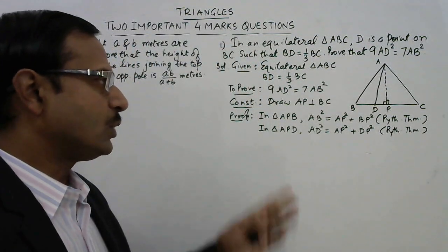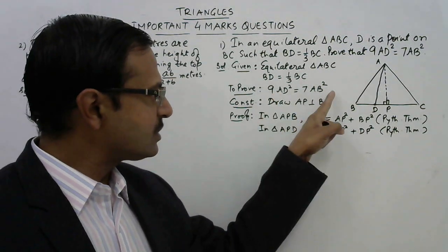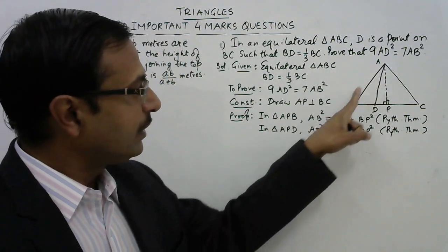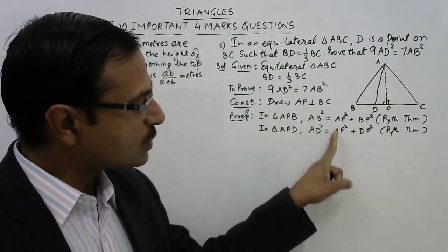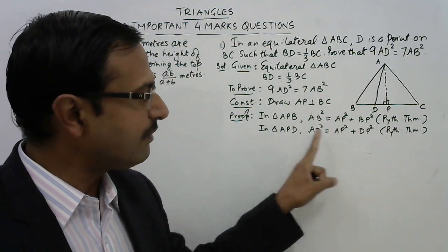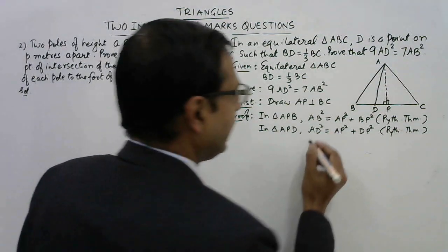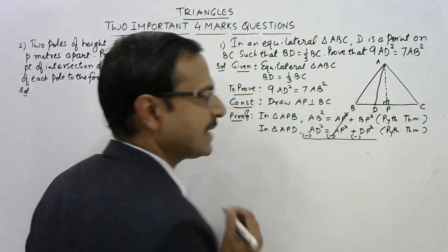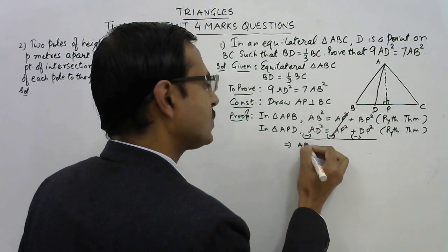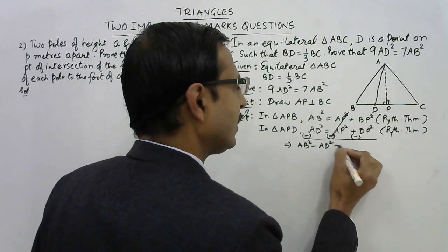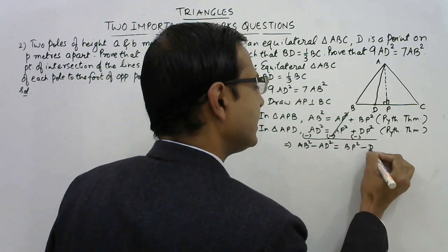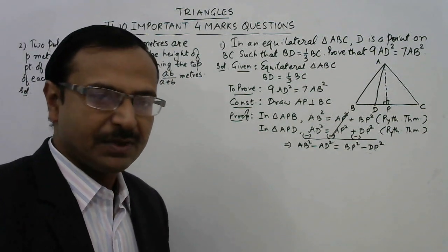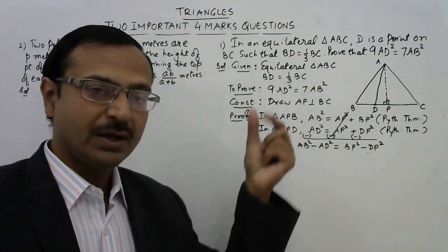And now what to do with these two equations? Now see, AD square is on this side, AB square is on that side. AP square is not required, so it has to be cancelled, and this will get cancelled only when we subtract the two equations. So let's subtract these two equations. Let's change the sign of the second. AP square gets cancelled, thereby giving us AB square minus AD square equal to BP square minus DP square.